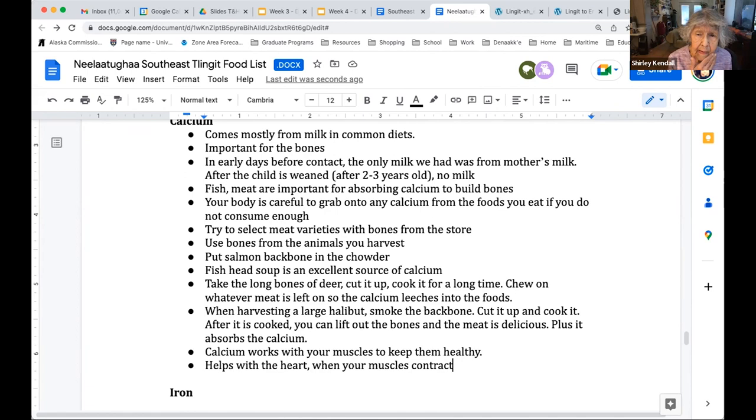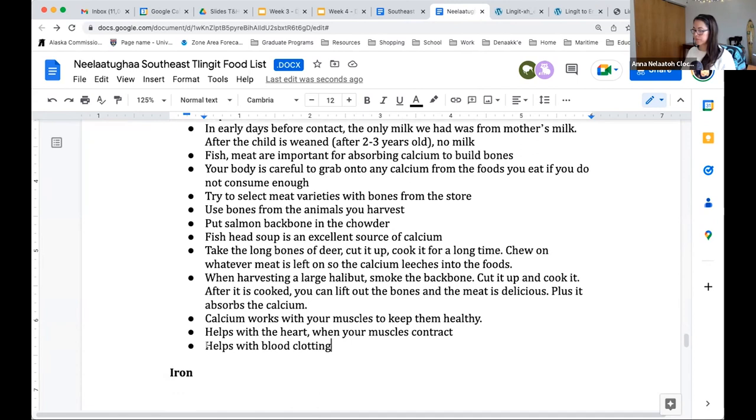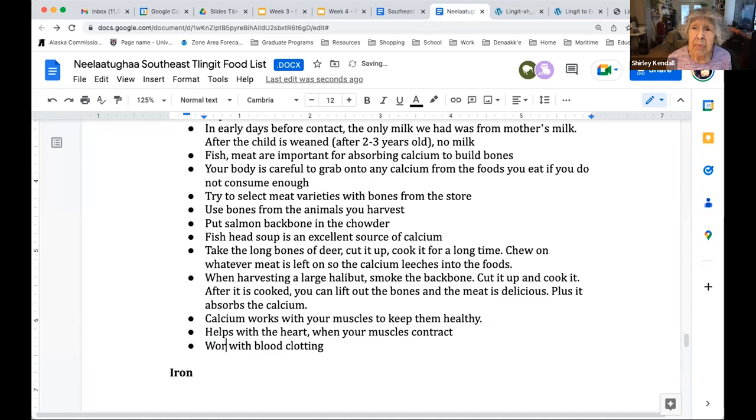Vitamin K works with calcium to help with the blood clotting. So that's important for any surgery or whatever cuts you might have. The calcium helps to make your blood clot easily, and right away, so that you don't lose a lot of blood.